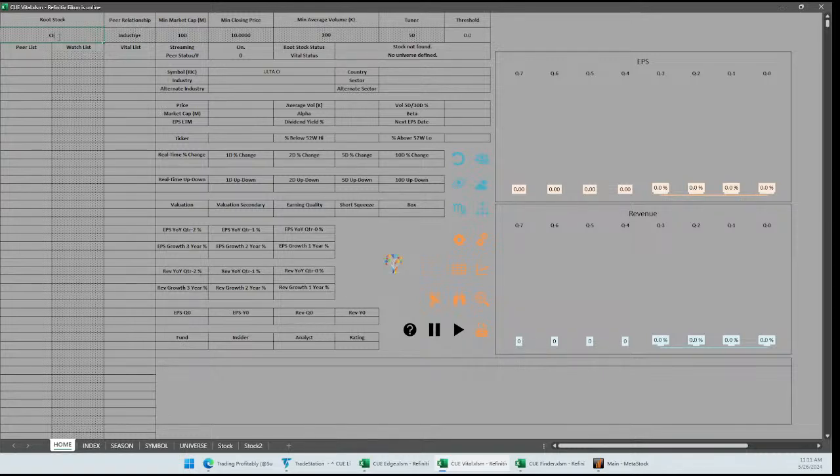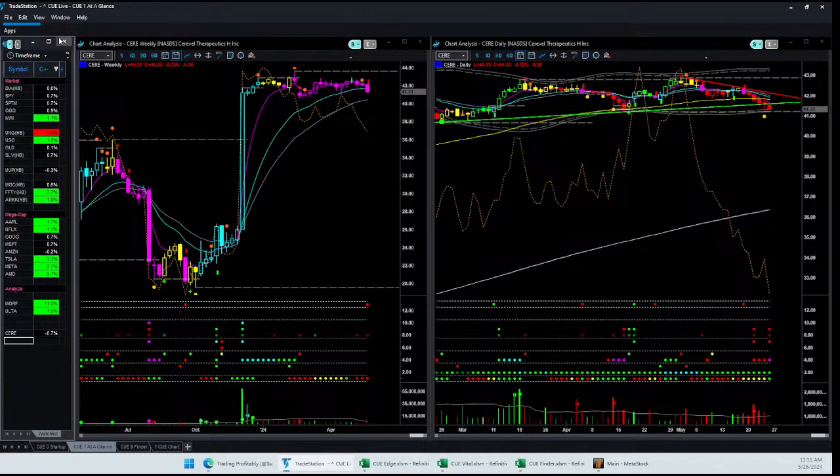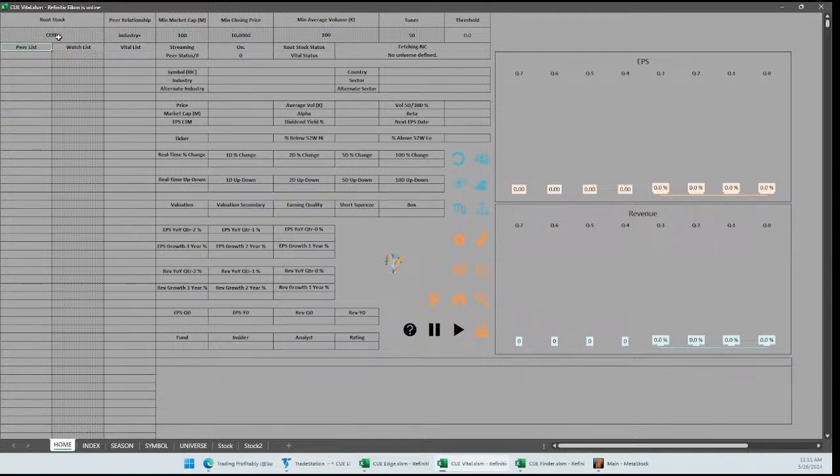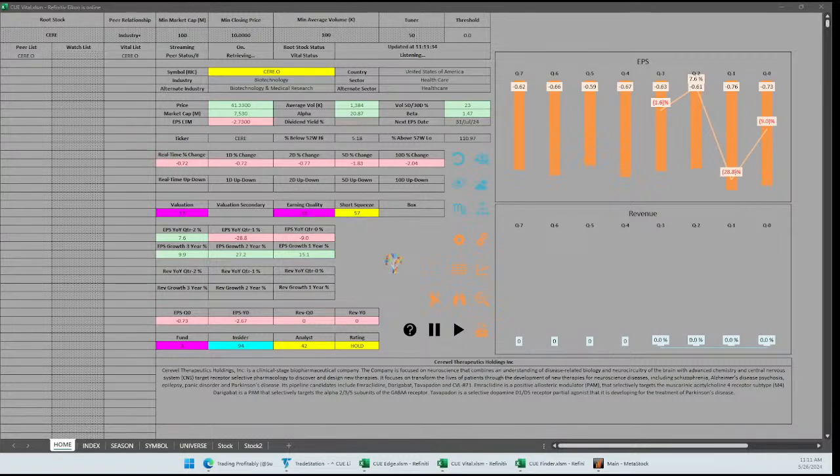CERE, is it CERA? Yes, CERA. CERE happens to be again a biotech. It's a mid cap, not small cap, but mid cap biotech.